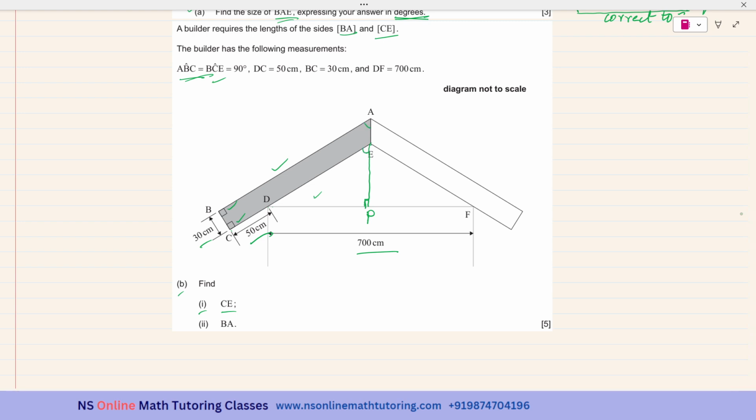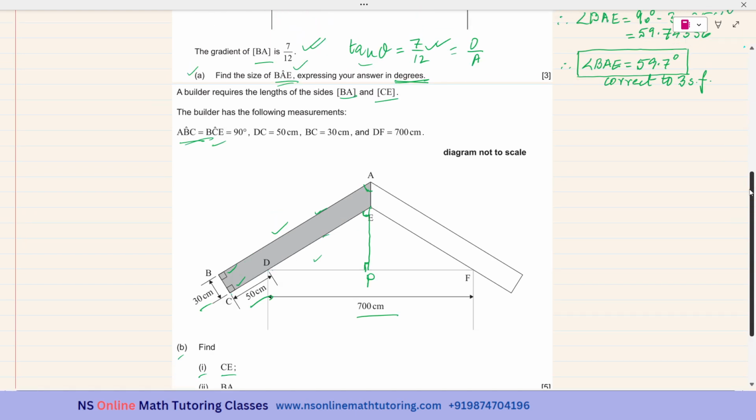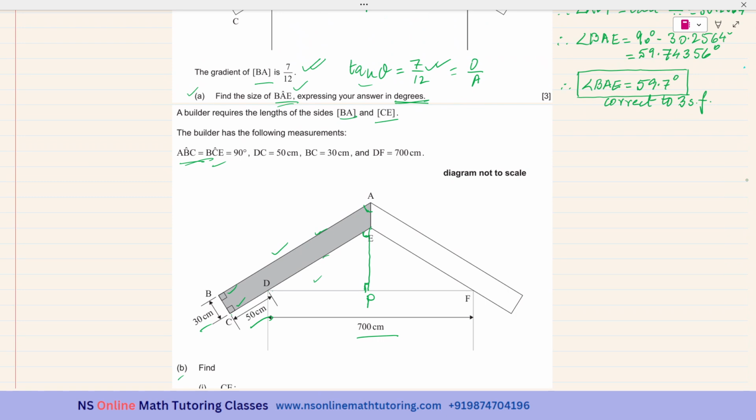These two angles, angle BAE and angle DEP, are corresponding angles because the lines BA and CE are parallel lines, and this line AP is the transversal. So these two angles are corresponding angles, hence they will be equal. So this angle DEP is equal to 59.74356 degrees.